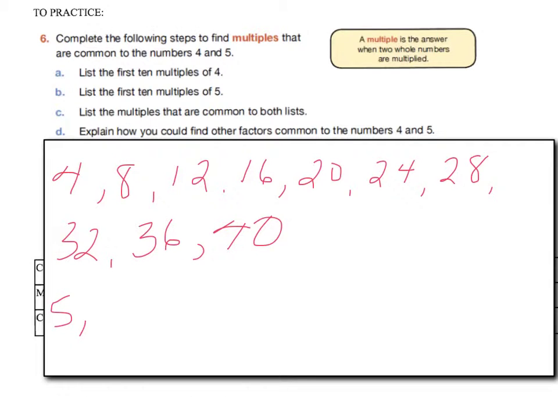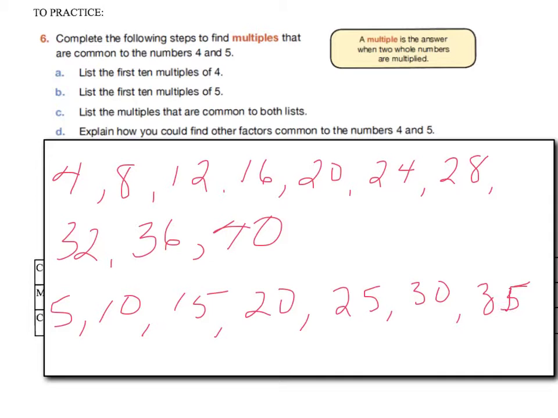5 times 1 is 5, 5 times 2 is 10, 5 times 3 is 15, and we know there's that pattern of counting by 5, so 20, 25, 30, 35, oops, that's a 5, hard to write with your finger, 40, 45, and 5 times 10 is 50, so I can stop there.